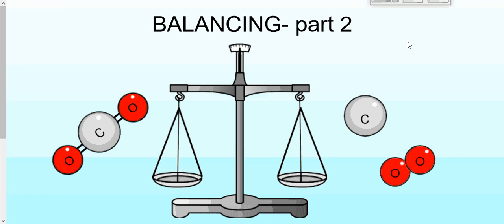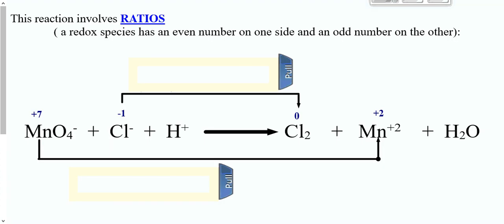Hey, grade 12s, we're going to continue on with balancing using oxidation numbers today. And I want to take a look to start at what we do when we have special situations called ratios and splits. Now, this is a great example of a question involving ratios, and I'll show you what I mean by that. It doesn't matter what we're doing, we're going to follow along with the same set of rules that we learned the other day.